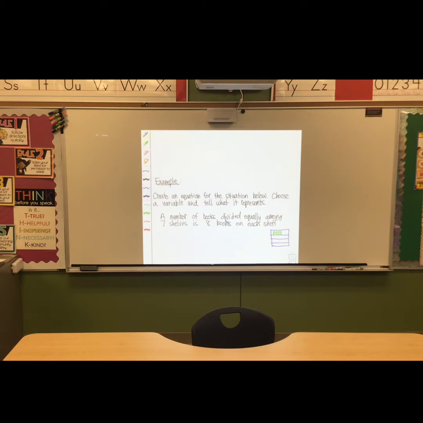Excellent job. So a number of books is what we're looking for. So let's call that B. Divided equally among 7 shelves, so divided by 7, and 8 books on each shelf means our equal sign. So B is our variable and it represents the number of books we started with.